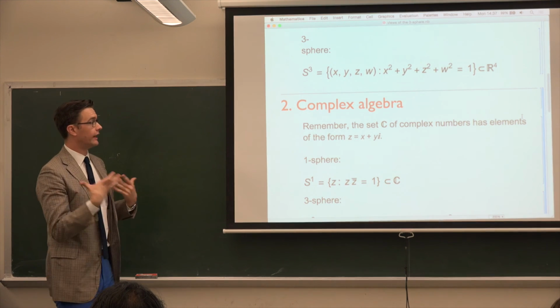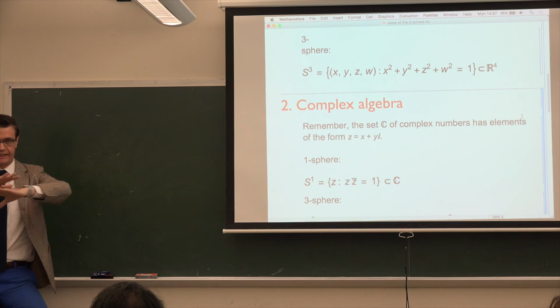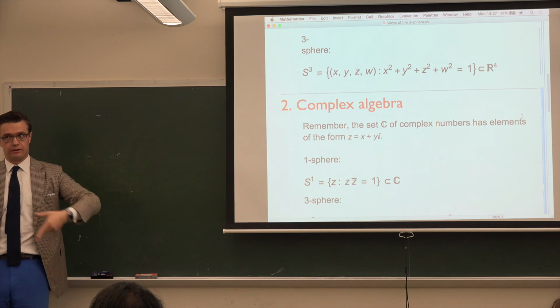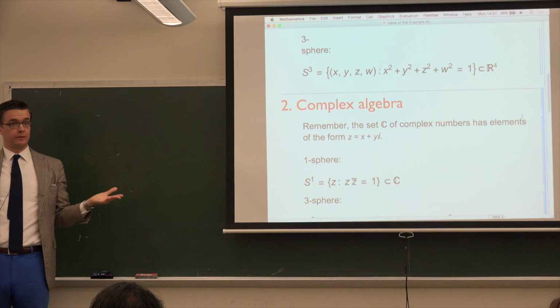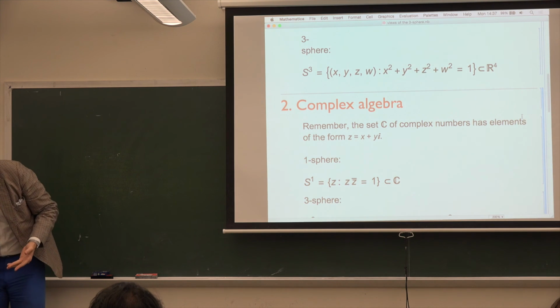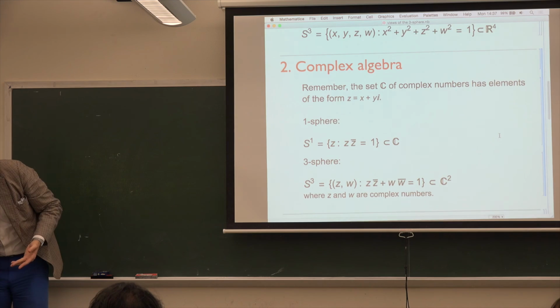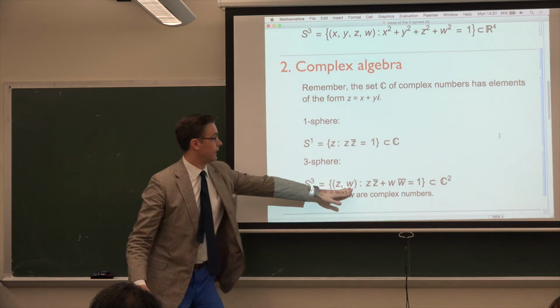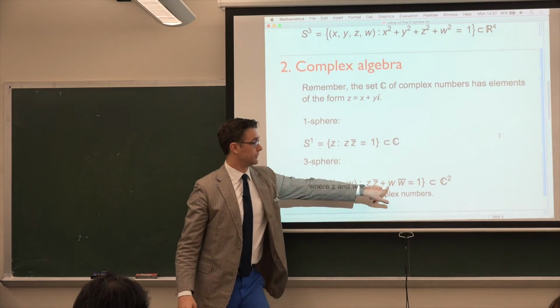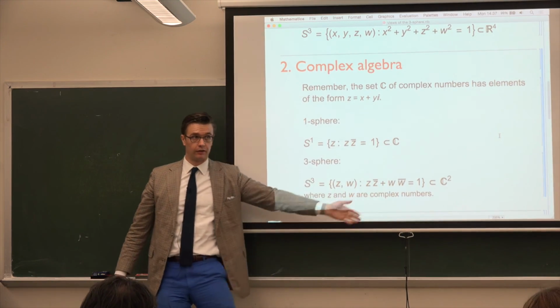Okay. Well, now, the plane is this two-dimensional space, which is like the complex numbers. The hypersphere lives in four-dimensional space, which we can think of as pairs of complex numbers. So now the three-sphere is going to be pairs of complex numbers z and w, so that when you take z z-bar plus w w-bar, you get 1.